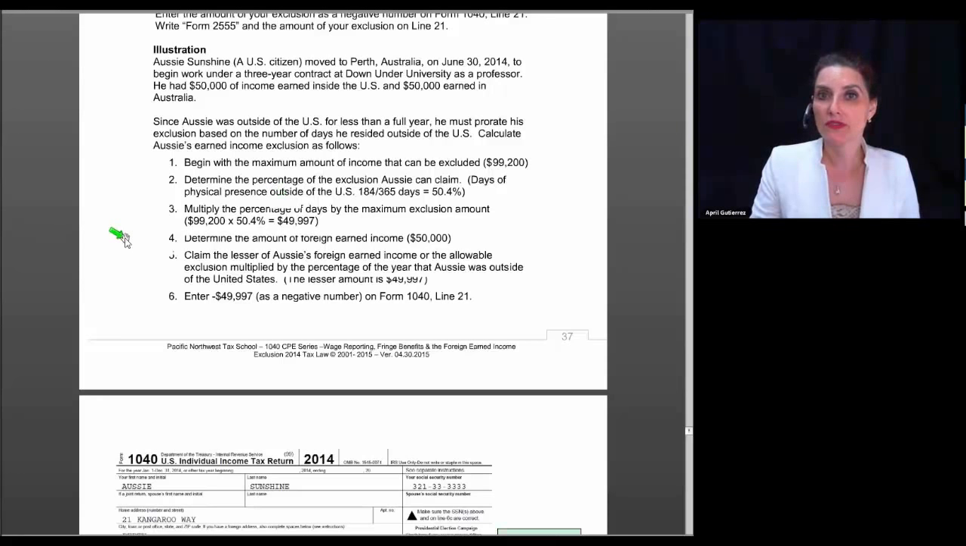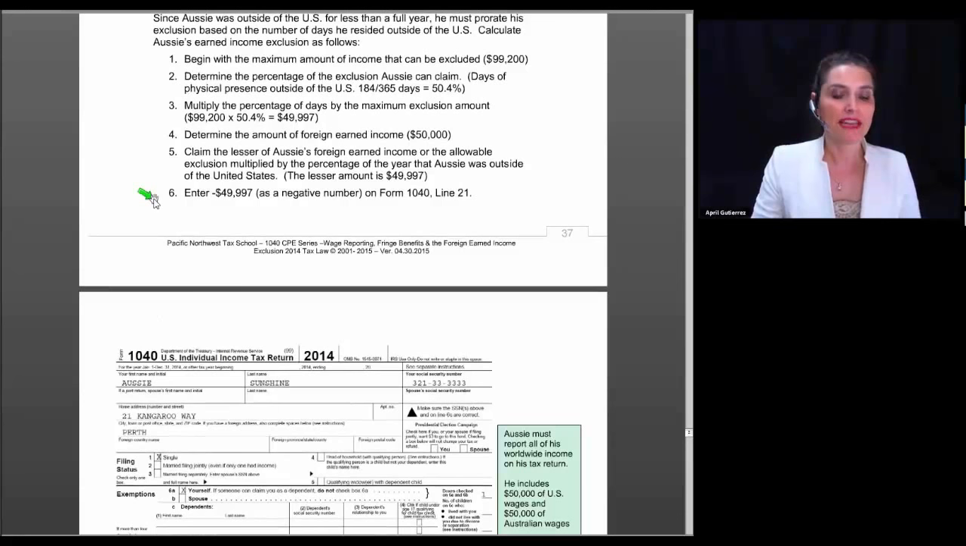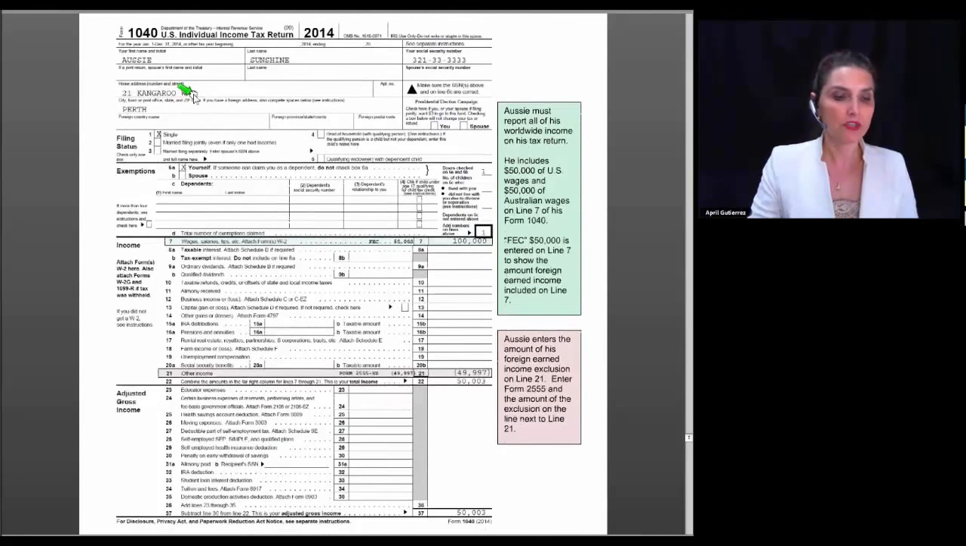But his total wages for the year are $50,000, so he's going to be able to exclude slightly less than he's required to report. And the amount he excludes is going to be a negative number on line 21, and he's going to include all $50,000 of wages on line 7 of his tax return. So remember, his wages come from 2 sources, U.S.-based income and Australian-based income. $50,000 in the United States, $50,000 in Australia. We total those 2 numbers and enter them on line 7.